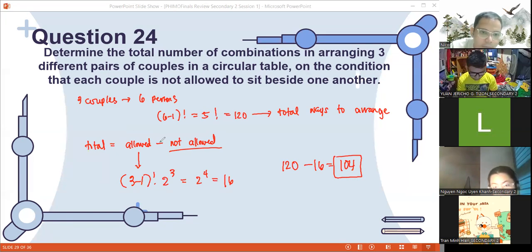Sorry, this is plus allowed, typographical. The total number of ways is the allowed number of ways plus the not allowed number of ways. The not allowed number of ways, there are 3 couples. So by circular permutation, it's 3 minus 1 factorial. So 2 factorial, right? There are 3 of them which can arrange 2 factorial times. So 2 times 2 times 2 times 2. So you have now 2 factorial times 2 raised to 3 or just simply 2 raised to 4. And that is equal to 16. So the total number of ways minus 16, that is 104. So that's the answer. Okay?